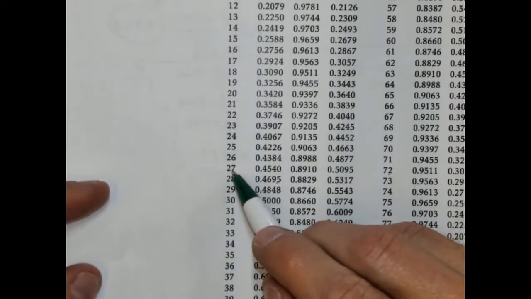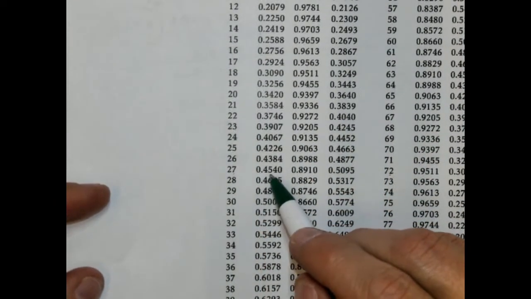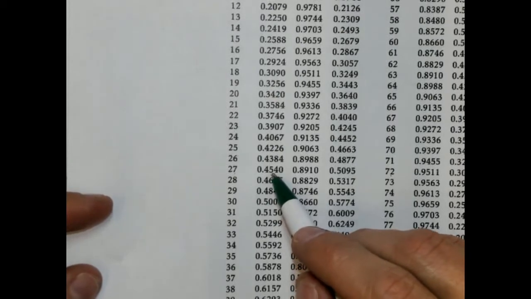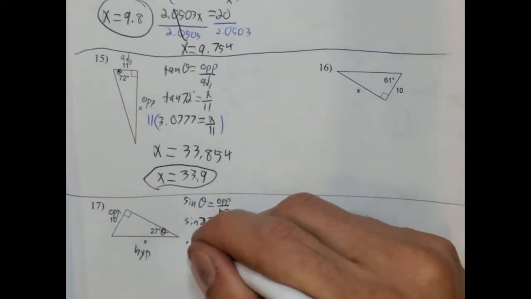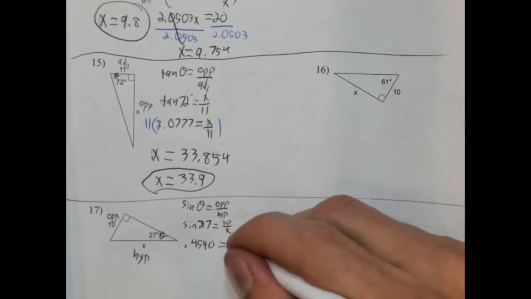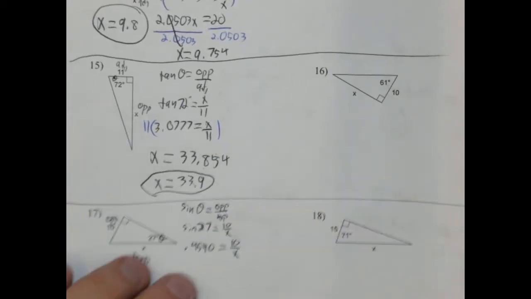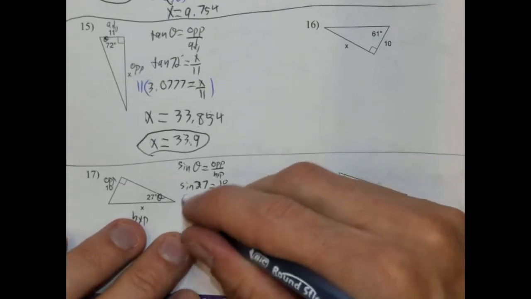Let's look in our trig table. So 20, was it 27? Yeah, 27. So 27 degrees is here. Sine's the first column, so this is the value we use, 0.4540. Okay. 0.4540 equals 10 over x. Multiply both sides by x.